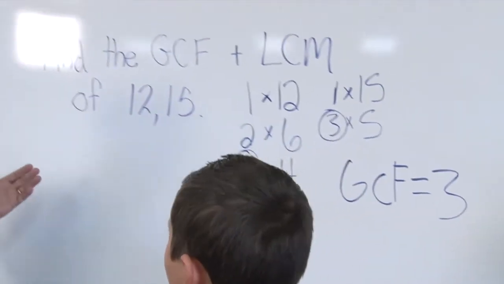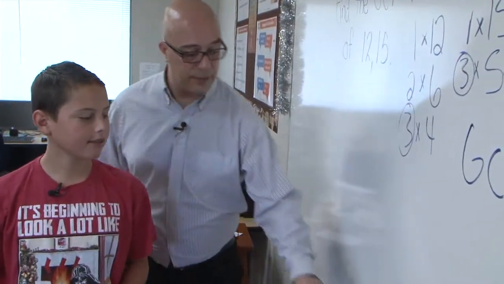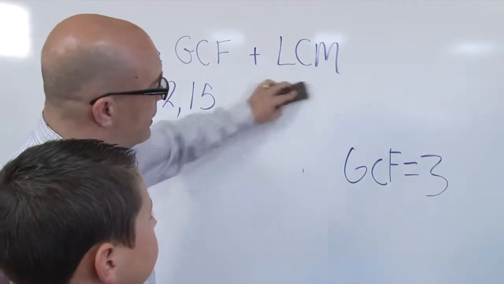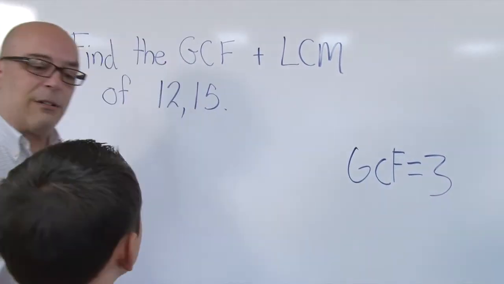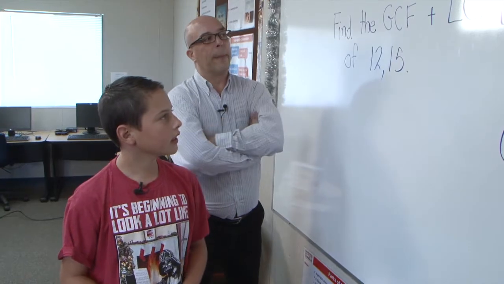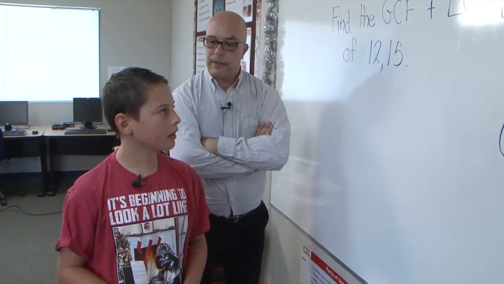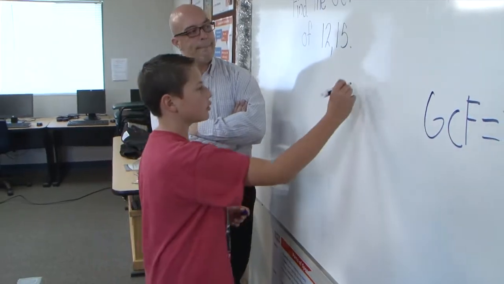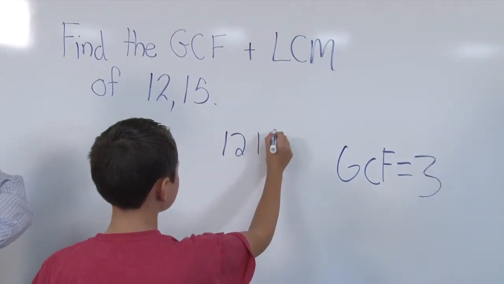Perfect. So now let's do the least common multiple. All right, so what we'll do is we'll get rid of this. We'll make a little more room if you need to. We've got the greatest common factor. So how do we do the least common multiple now? Least common multiple, so you put 12 and 15.